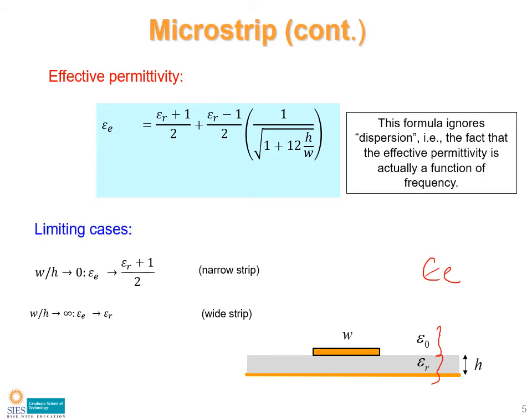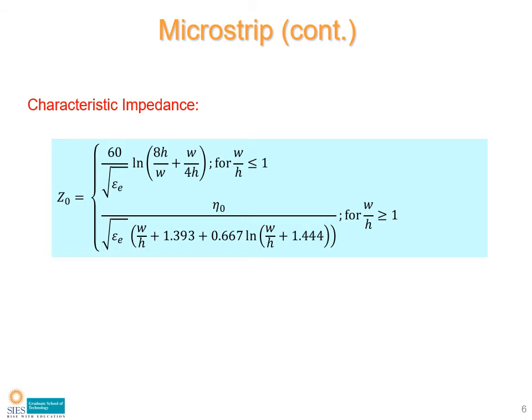So if W has a very narrow value, that is, if there is a narrow strip, this will be the epsilon E formula. And if W is very wide, if the microstrip line is very wide, then epsilon E is equal to epsilon R. Because all the other analysis, that is, the other characteristics of the microstrip line, depend upon the epsilon E value.